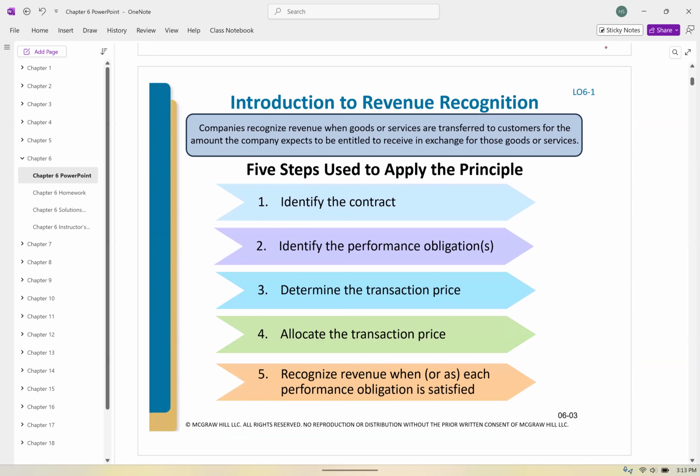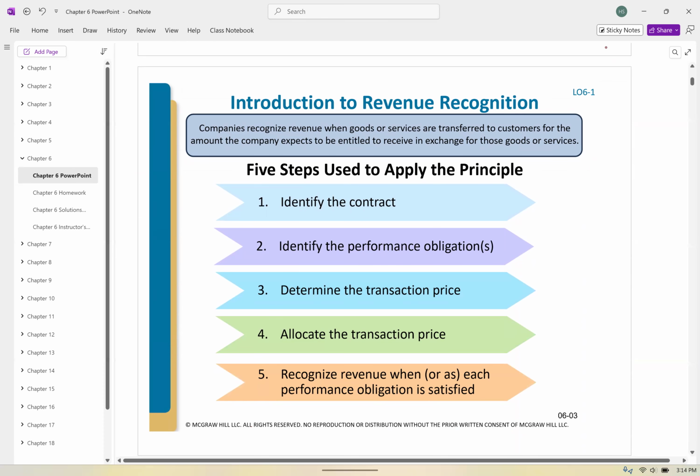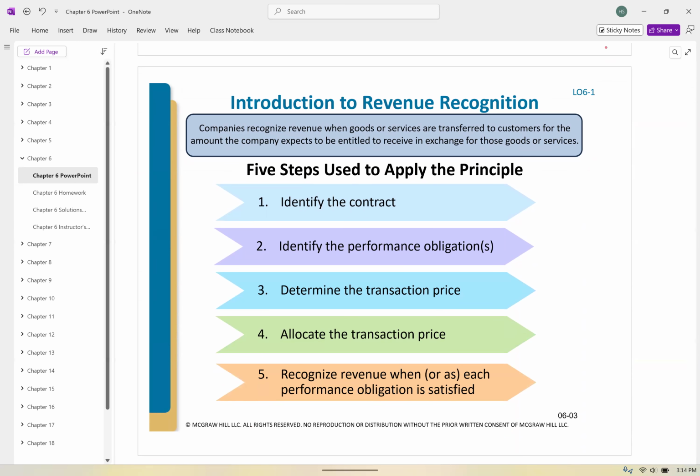So we have this five-step process, and through this whole chapter they will keep touching on these five steps as we go through the entire chapter. Identify the contract, identify the performance obligations, because there may be more than one performance obligation, determine the transaction price, allocate the transaction price, and then recognize revenue when or as each performance obligation has been satisfied.